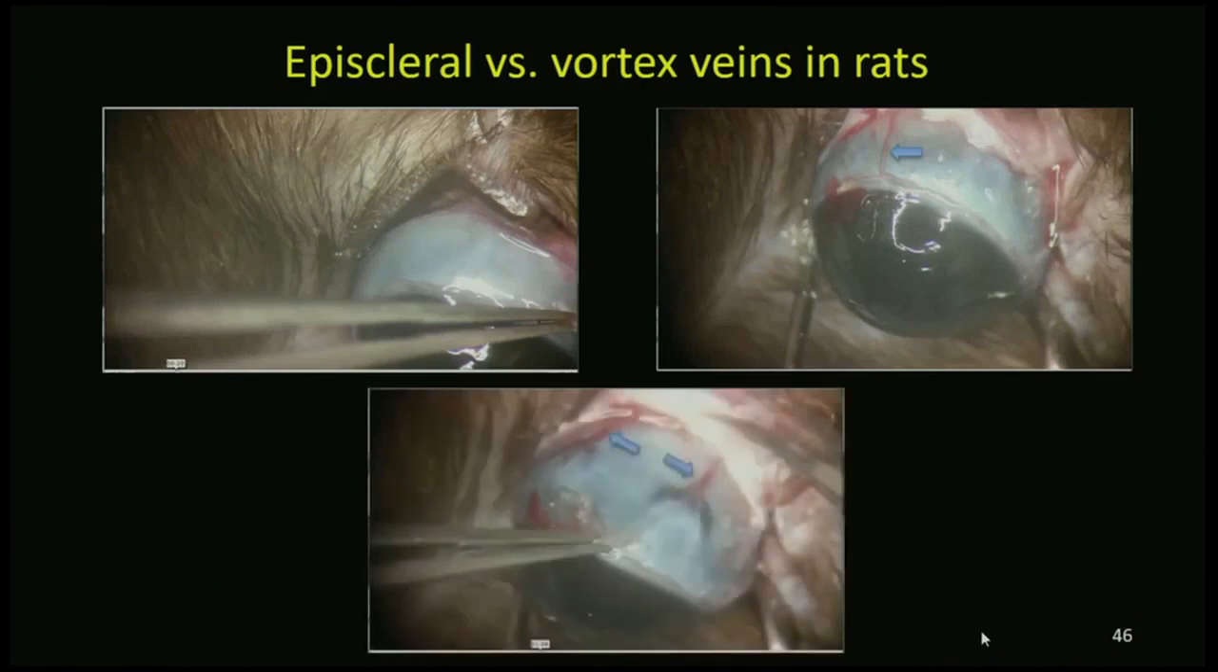Now, if you go further back, these are vortex veins, right? So they're big and beefy. They look like a Y. They feed into the equator of the eye. They're draining the entire globe. They're draining the choroid. They're draining the retina. So if you cauterize these, and you can, it will raise IOP, but it will also cause retinal congestion, choroidal congestion. So you're going to get a lot of other signals and changes. And if you're specifically looking at retinal changes, these may be significantly different than just raising the IOP alone, okay?